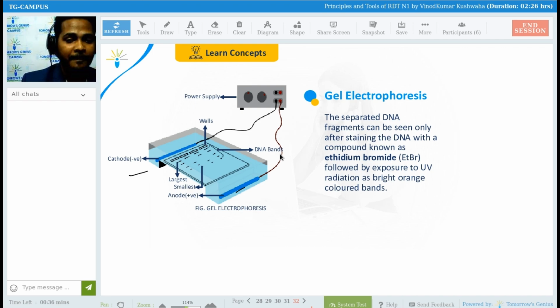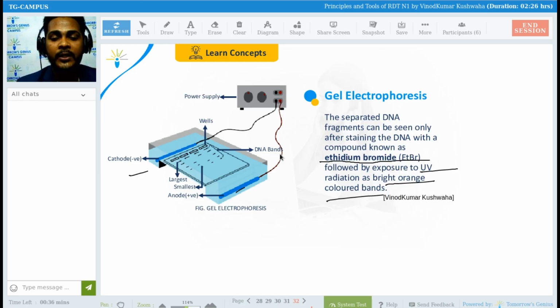The orange color is because of a dye, and when you observe it under the UV light, because of the fluorescence, it looks orange. The separated DNA fragments can be seen only after staining the DNA with a compound known as ethidium bromide. You cannot see the DNA band with your naked eye. So to visualize the DNA, you have to stain the gel with ethidium bromide, and when you keep it under UV radiation, you will get a bright orange colored band.